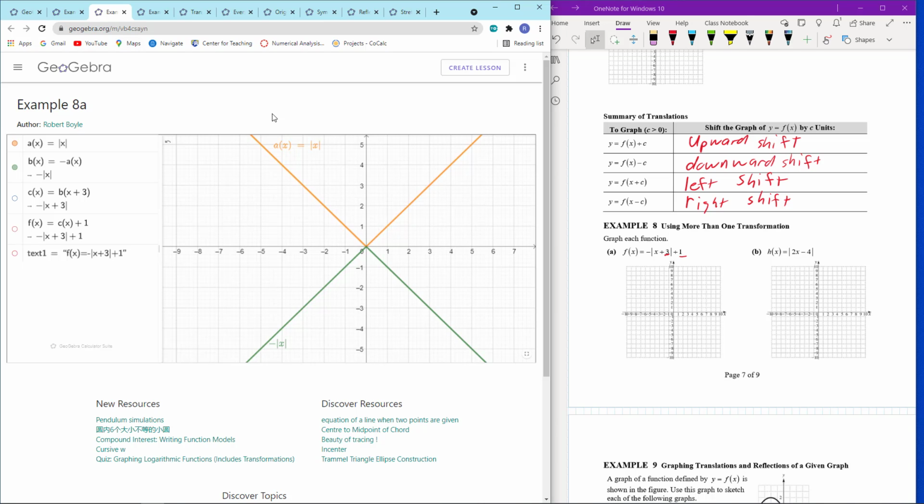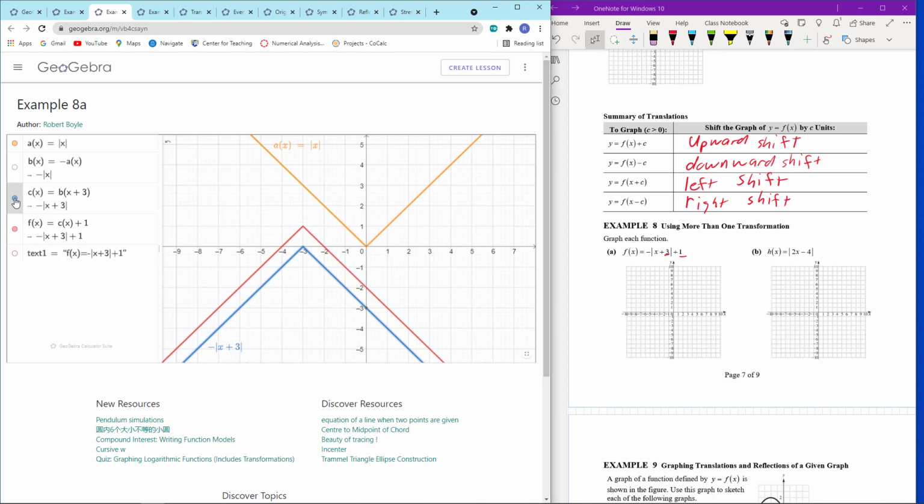Once we've done that, then we can go ahead and shift it to the left by 3. And in this particular case, the order doesn't matter. And if I do, I have that. And then if I shift it up by 1, I have that, and that would be the plot of that particular graph.